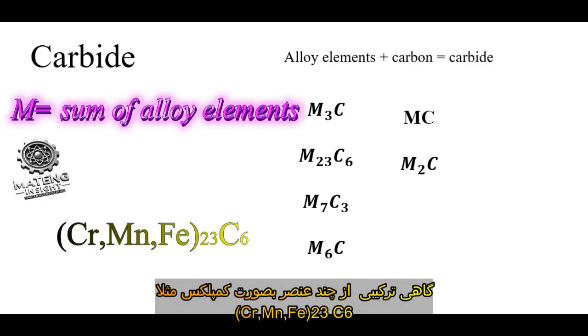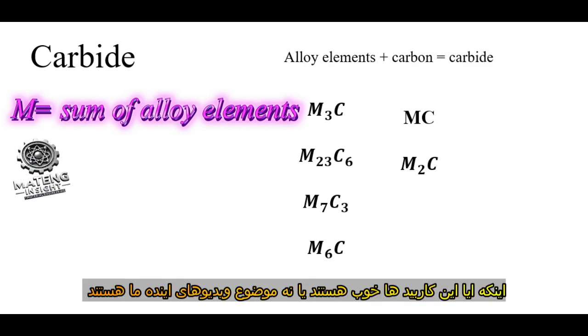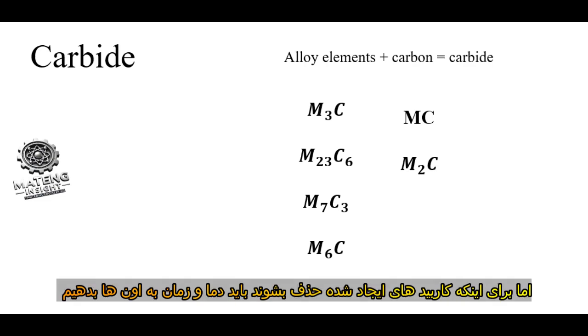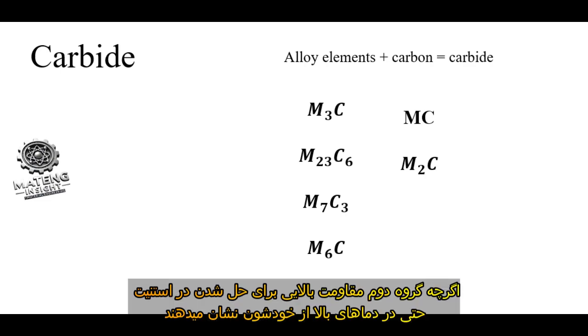For example, CrMnFe23C6. Whether these carbides are good or not good is the subject of future videos, but in order to remove carbides, we must give them temperature and time. However, solving the second group is very difficult, even at high temperature and time.